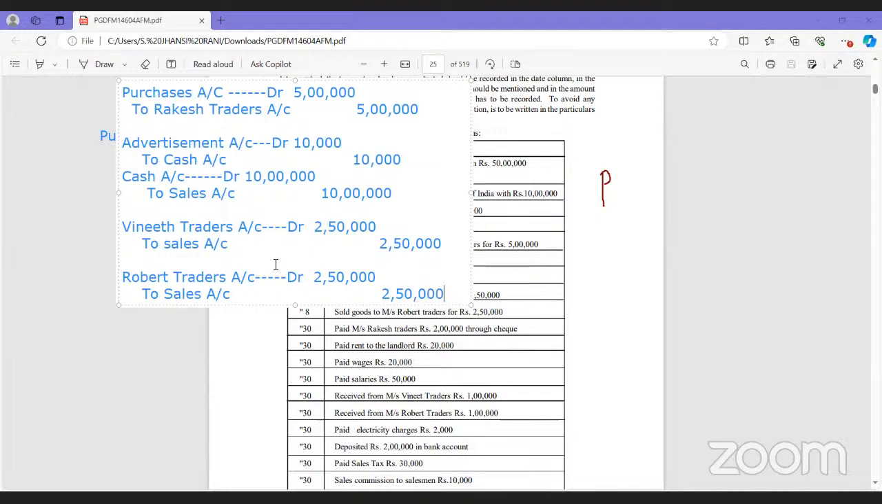Now look at the next one. Paid Rakesh Traders 2 lakhs through cheque. If you look at this entry, what did we do first? First we purchased goods from them worth 5 lakhs. Now what are we doing? We are making payment to them. To whom are we making it? To Rakesh Traders. So now Rakesh Traders is what? A personal account, and is the receiver now.